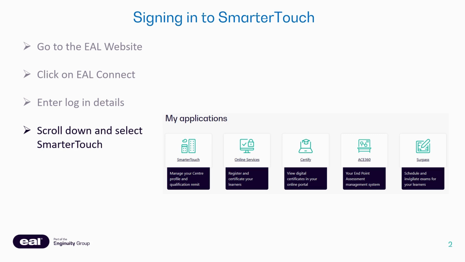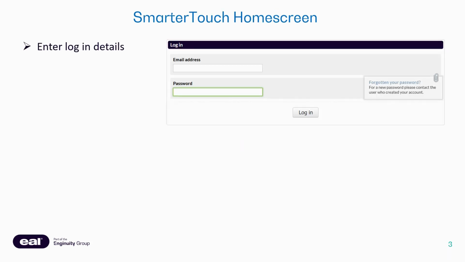If you click on the option for SmarterTouch, you will then be asked to enter your credentials again. As before, they will have been supplied originally by the customer experience team when you are setting up SmarterTouch. If you've been added by your super user at the center, it will be supplied to you via an email. It's worthwhile at this point noting that you can save the page here to your favorites so that you can access it quicker without having to log in to the EAL website.